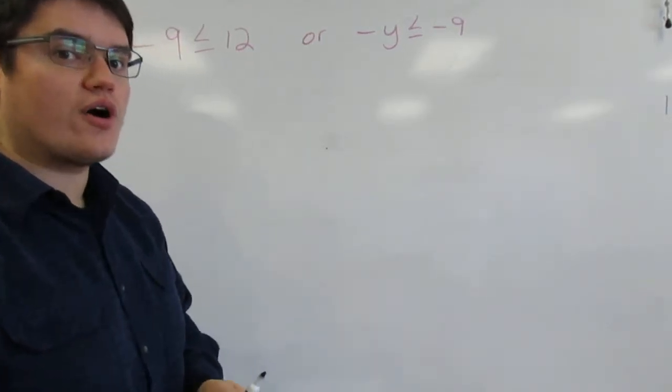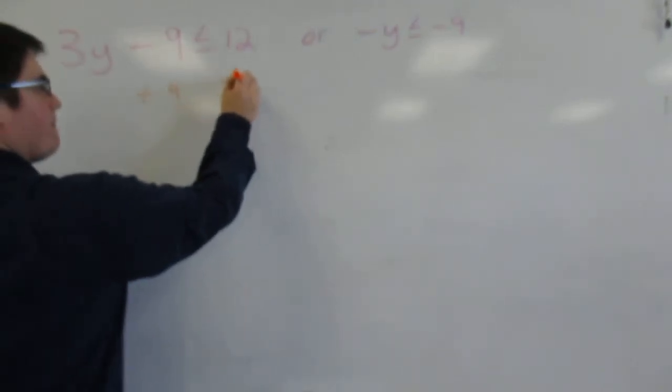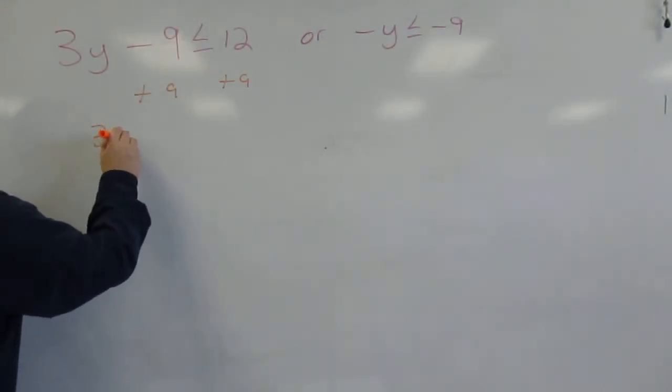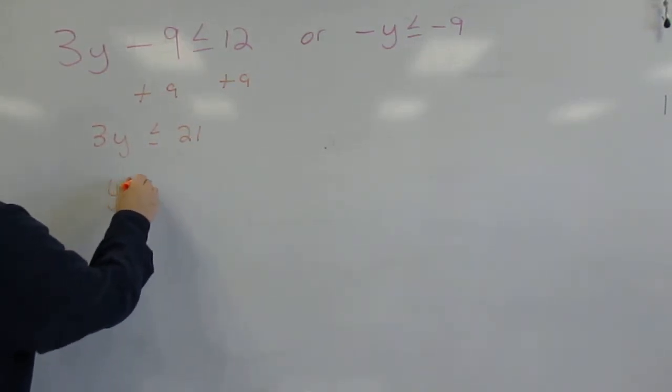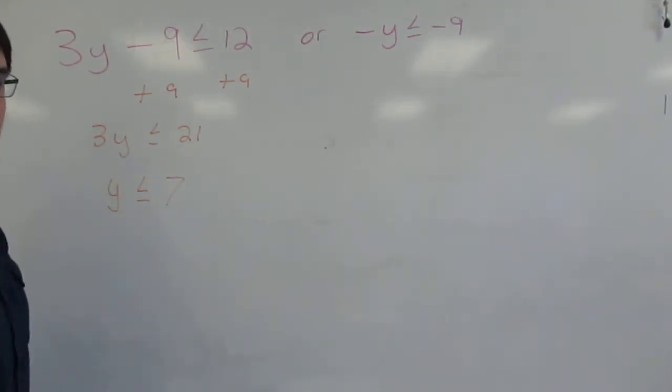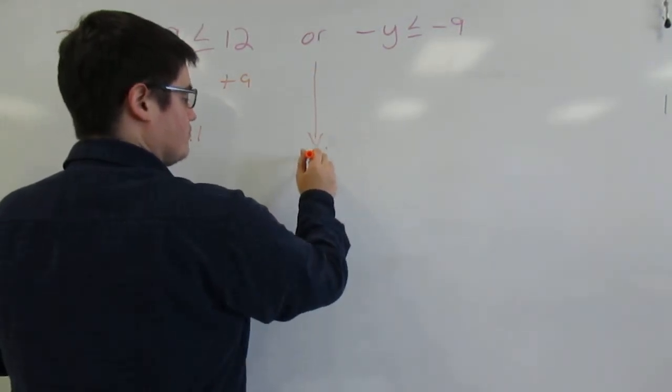So let's do what we did before and solve each inequality. So this one I'll plus 9. So 3y is less than or equal to 21. Divide by 3. So y is less than or equal to 7. Then bring down the or.